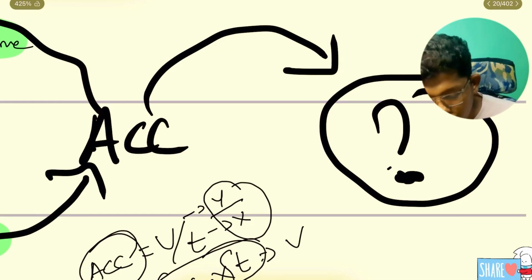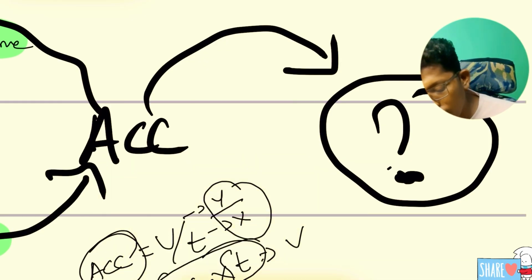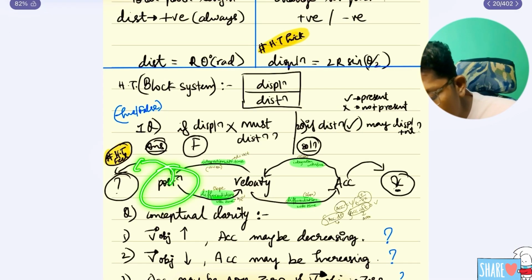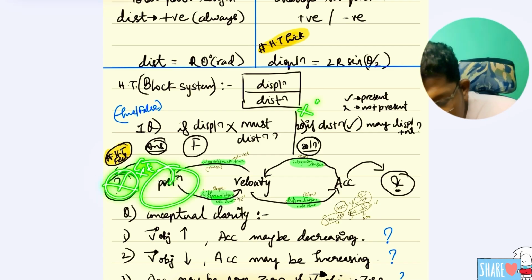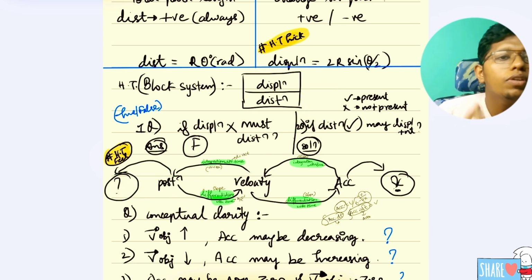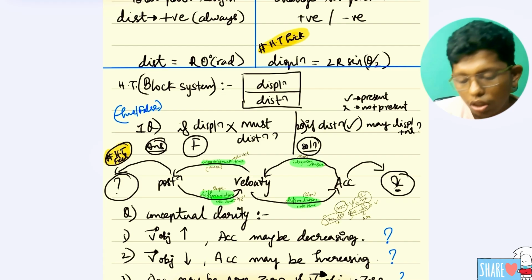If you divide position by time, you will get velocity. If you multiply position with time, x into t, what happens? Nothing, because x by t is velocity, but x into t has no meaning, right? So definitely you can use it properly.